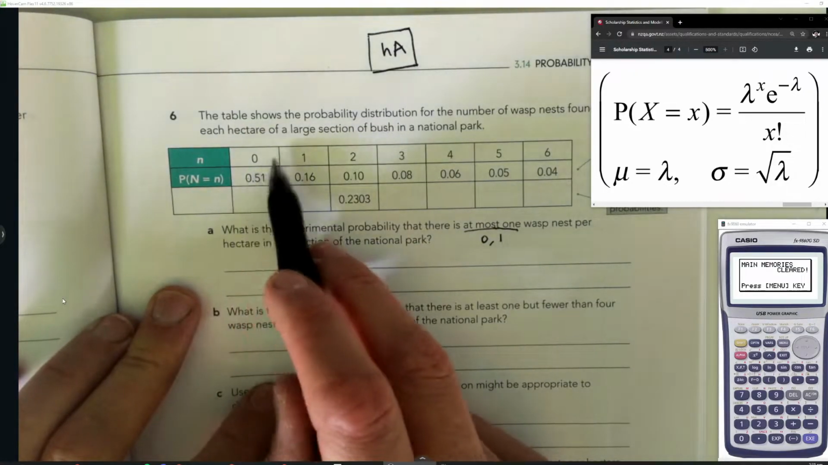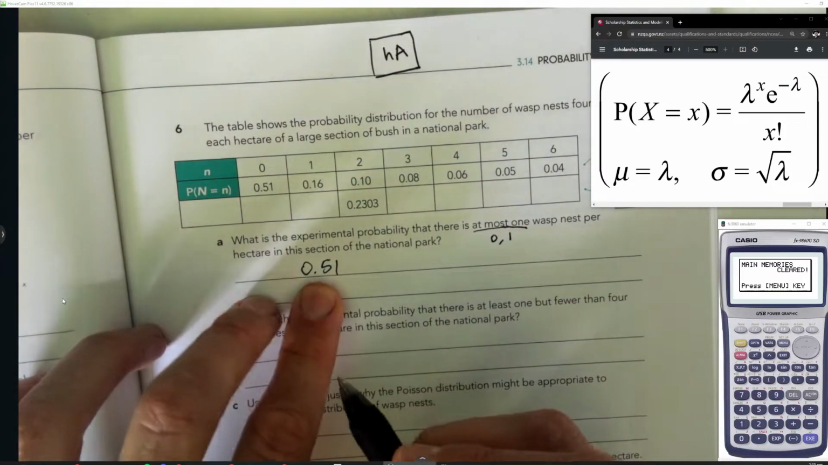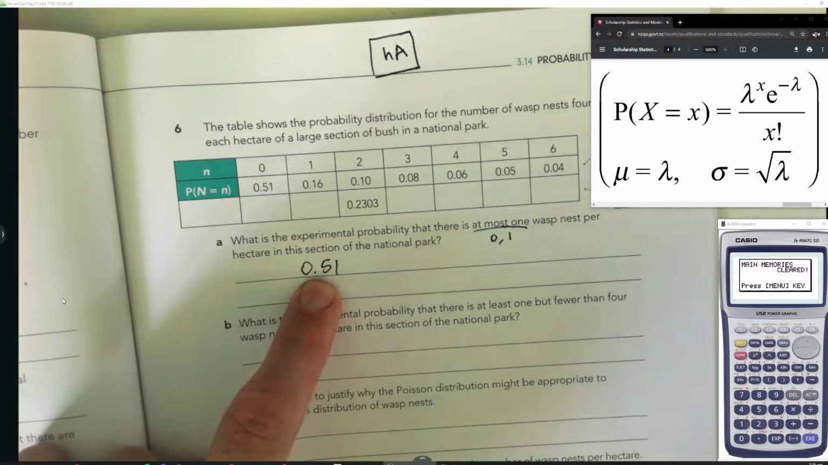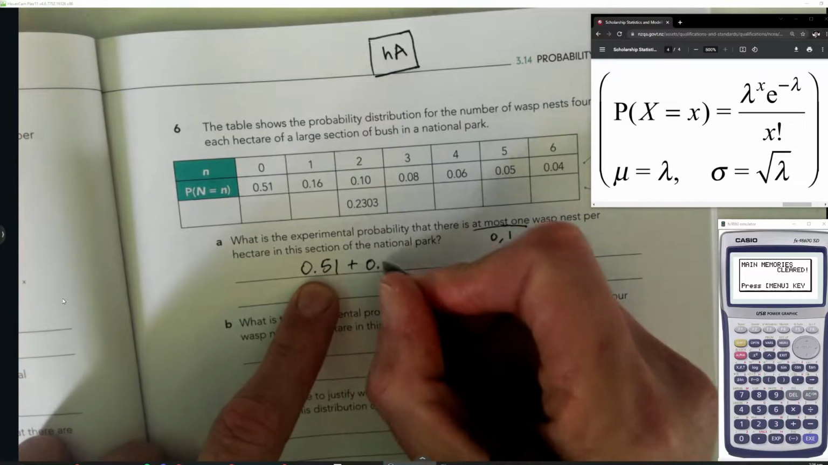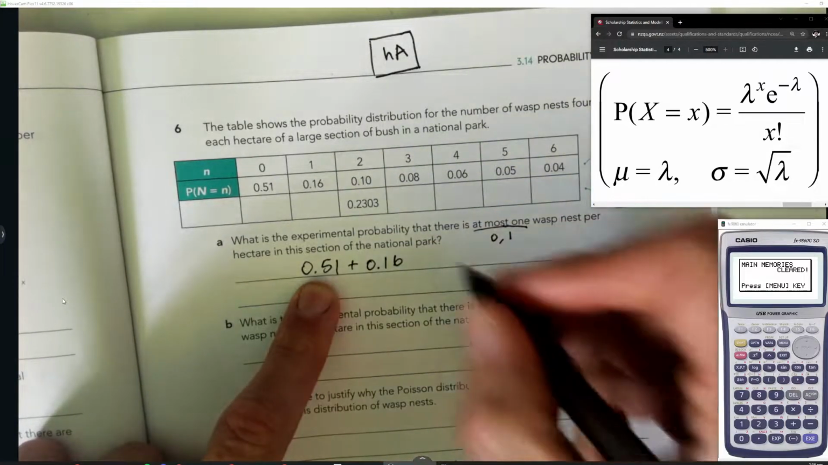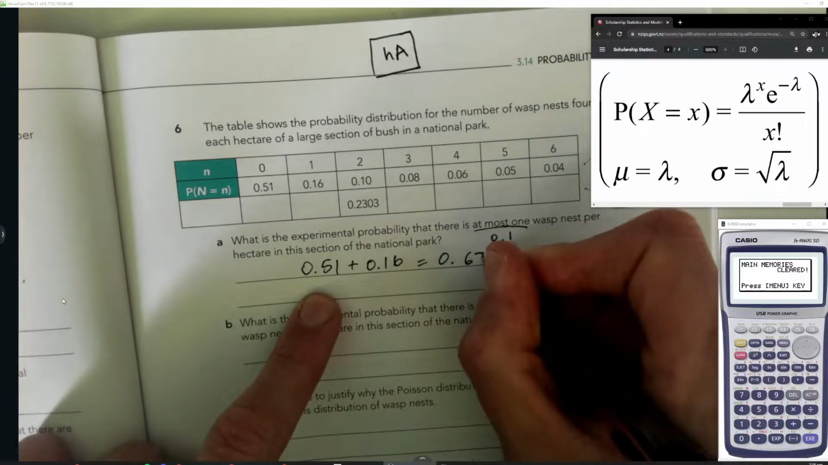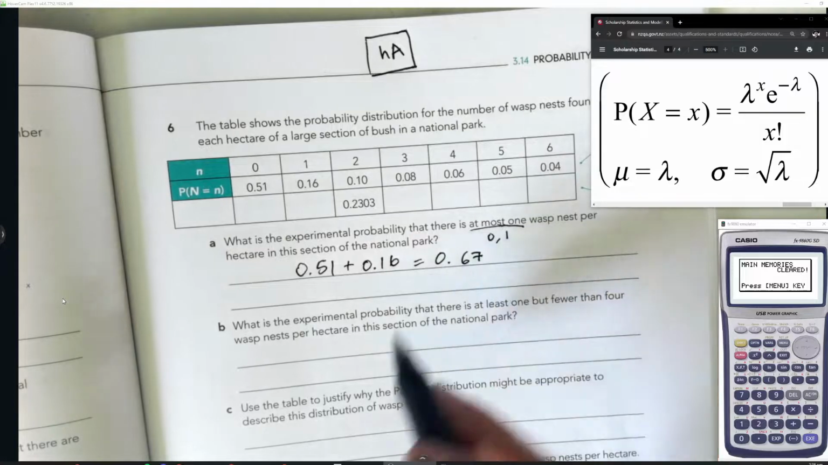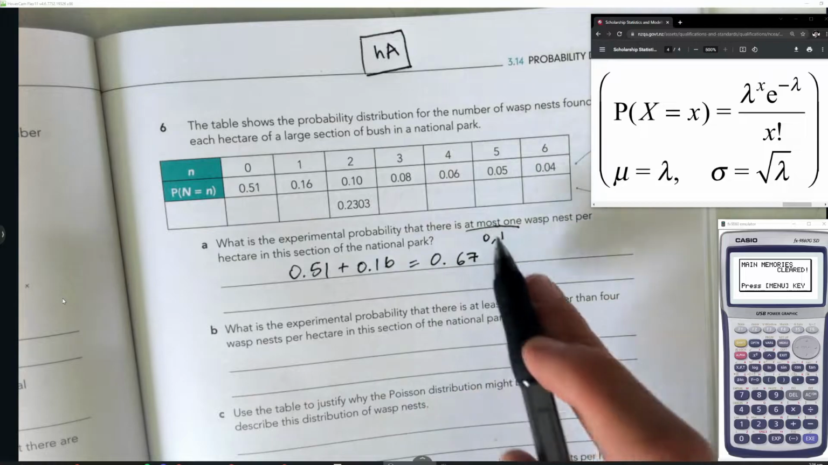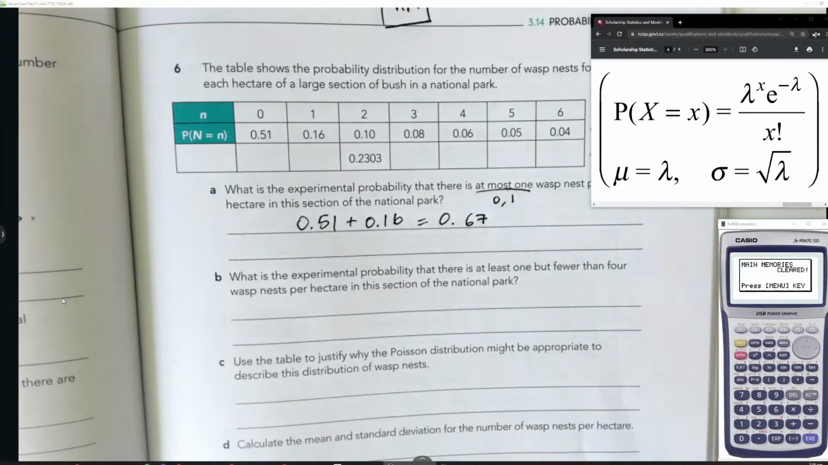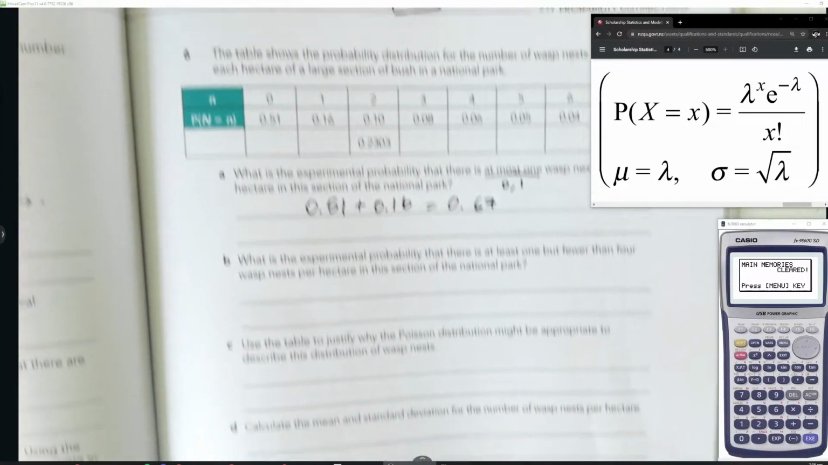So from our experimental probability, we just get this. It's just going to be 0.51, representing the proportion of hectares that had no wasp nests. And then we'll add on the proportion of them that had one wasp nest, which is right here. So that means 0.67 or 67% of these hectares had at most one wasp nest. Right, so we're using the experimental probabilities. Okay, let's go to the next question.